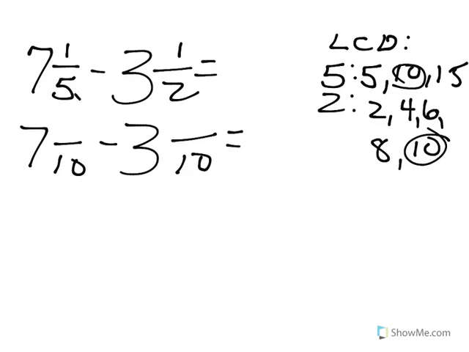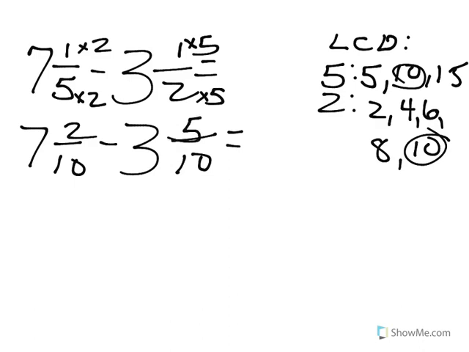So in my first fraction, I multiplied 5 times 2 to get 10. So I also need to multiply the numerator by 2. In my second fraction, I multiplied 2 times 5 to get 10. So I need to multiply the numerator times 5 as well to get 5.